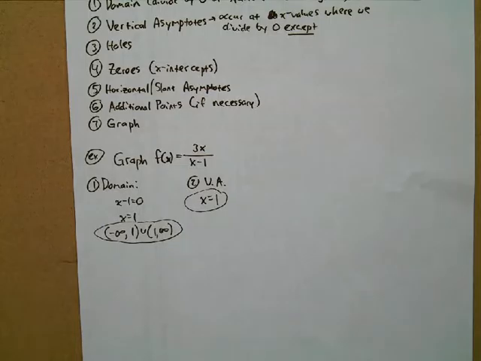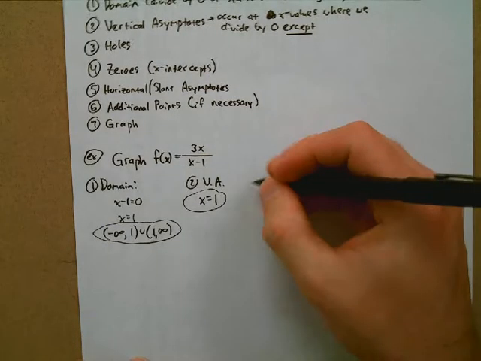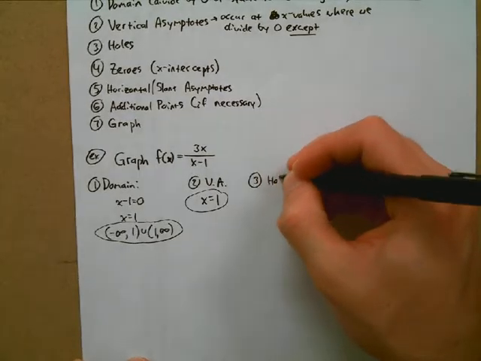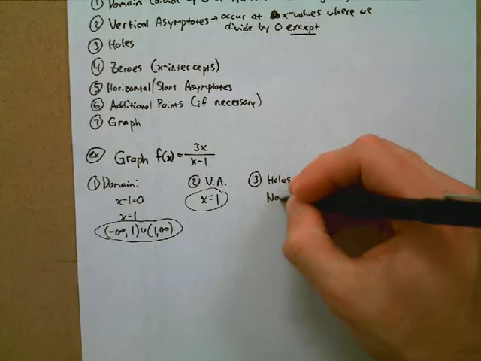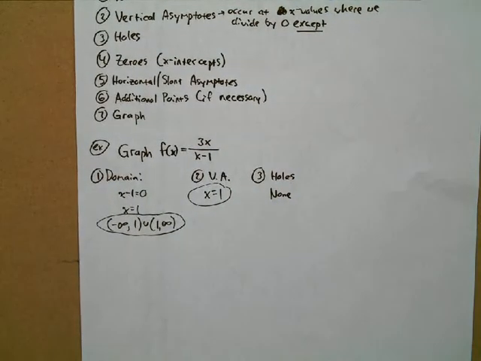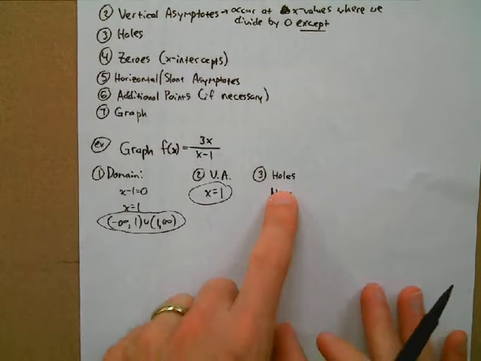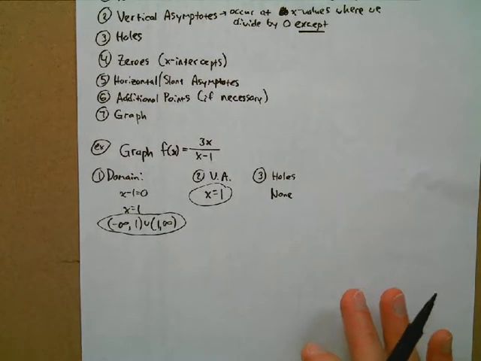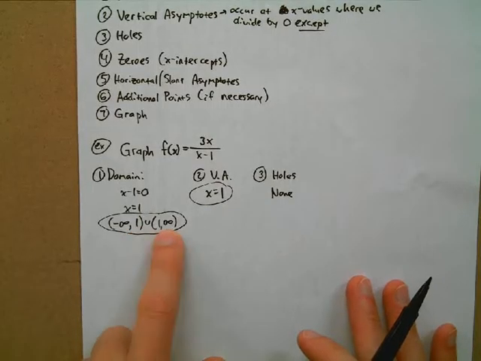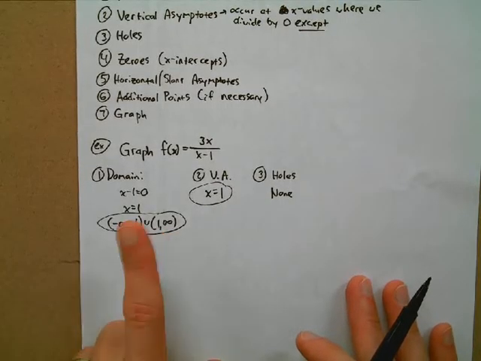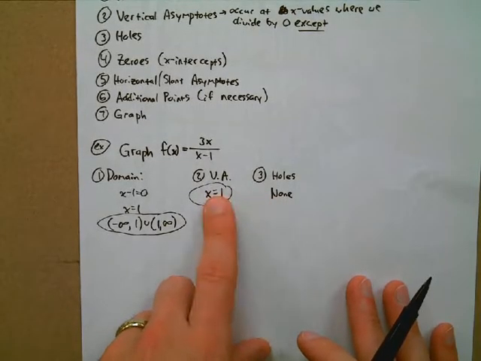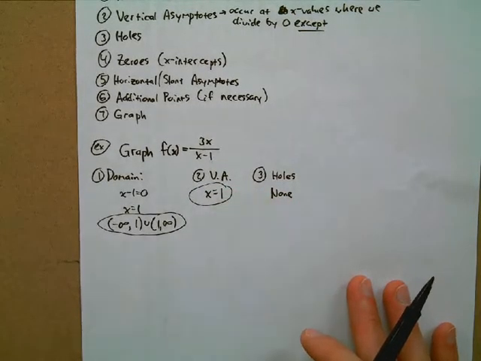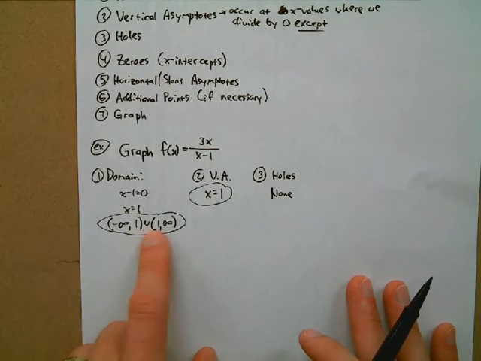All right, holes, we're going to skip that for now. This one has none. I'll just go ahead and tell you that. This has no holes. The only place a hole is going to occur, potentially, is where we have a domain restriction. But we have a single domain restriction. That domain restriction is at 1, and that domain restriction is already a vertical asymptote. You can't have something be both a vertical asymptote and a hole. They're two separate kinds of discontinuities. We only have one kind of problem area. It's at 1, and that 1 is a vertical asymptote. So we don't have to worry about there being any holes.